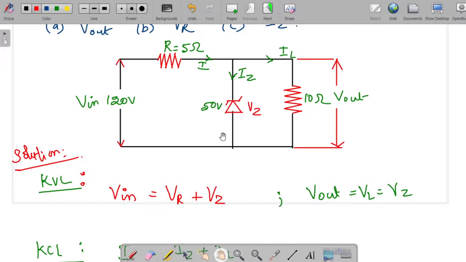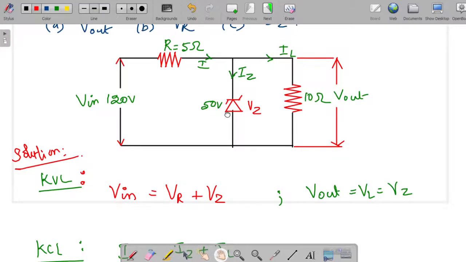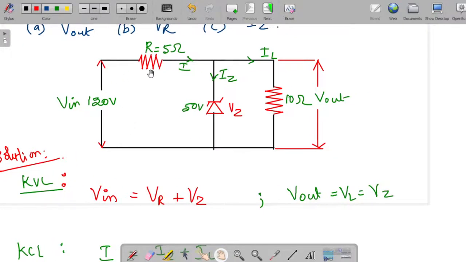By seeing this circuit itself, you should know that this V in is the input voltage that would be actually consumed by this resistor and also this Zener diode. Because if you write the KVL in this loop, then V in is equal to VR plus VZ. That you should know. And then these two are in parallel, right? Without any series connection here, just these two are in parallel.